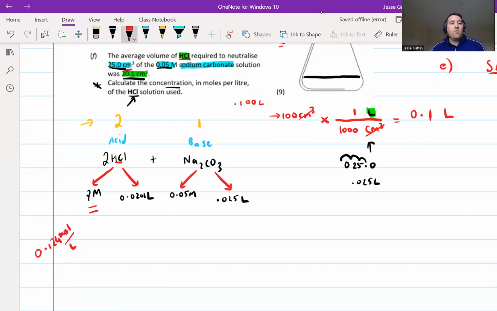Okay, so 0.124 moles per liter of hydrochloric acid. If you got that, well done. If not, then let's watch along and see what went wrong.